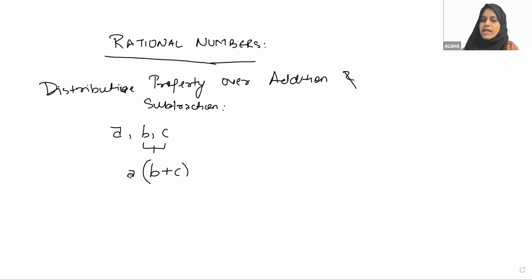This will indicate that A is in multiplication. Since there is no sign provided here, this means that A is multiplied with this bracket, okay? And this bracket is playing the role of the sum of B and C. Now if I open up this bracket, what does that mean? That A and B are in multiplication along with the addition in between, and again A and C are in multiplication with each other.